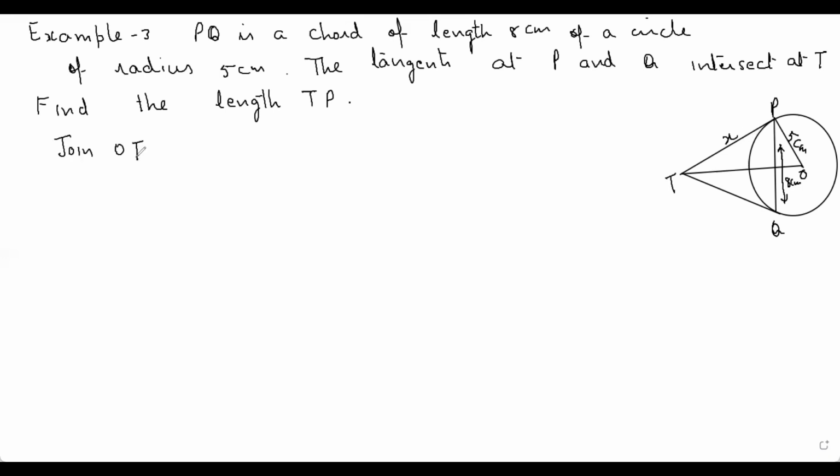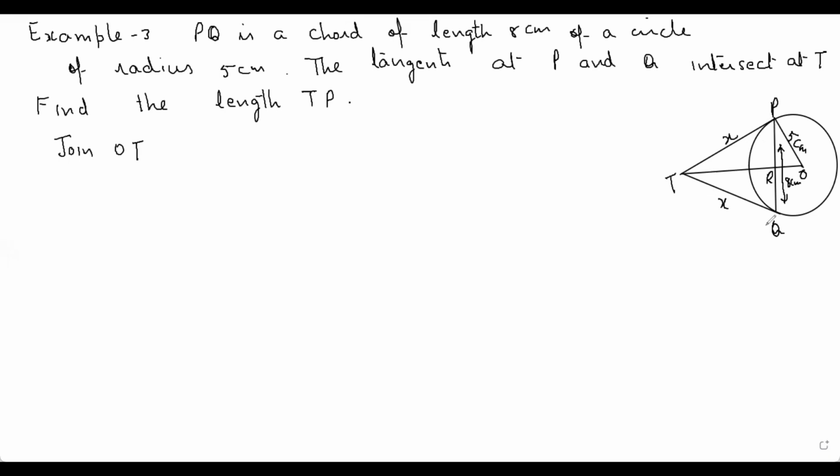We have joined this length OT and let this line intersect PQ at R. Now we know PTQ is an isosceles triangle because this length is equal to this length. If this is X, this is X. Tangents drawn from an external point to the circle are equal in length. So PTQ is an isosceles triangle.